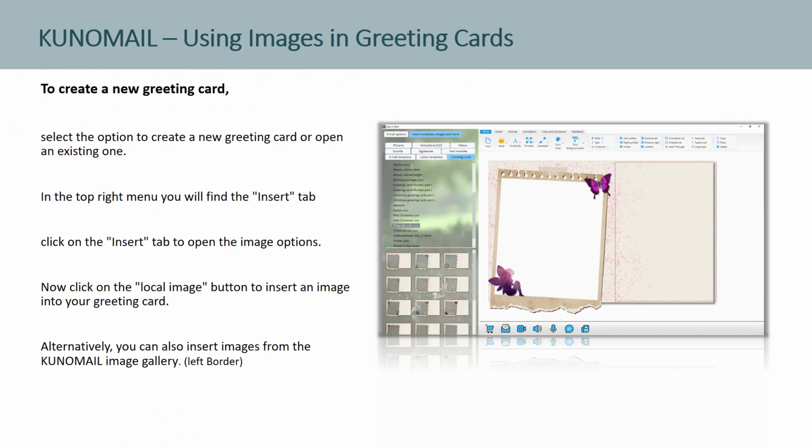To create a new greeting card, select the option to create a new greeting card or open an existing one. In the top right menu, you will find the Insert tab. Click on the Insert tab to open the image options. Now click on the Local Image button to insert an image into your greeting card. Alternatively, you can also insert images from the KUNOMAIL image gallery.